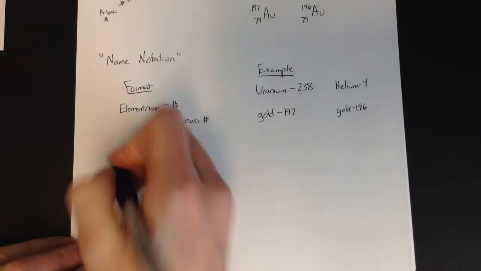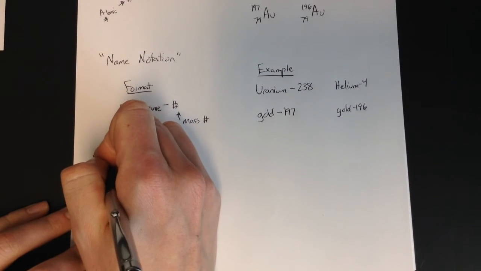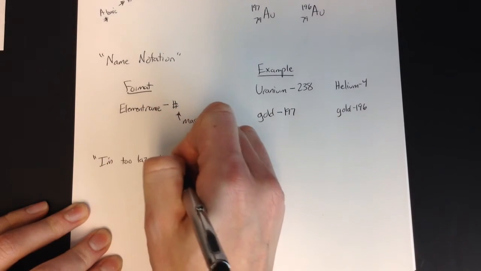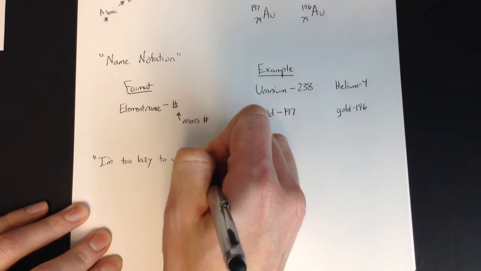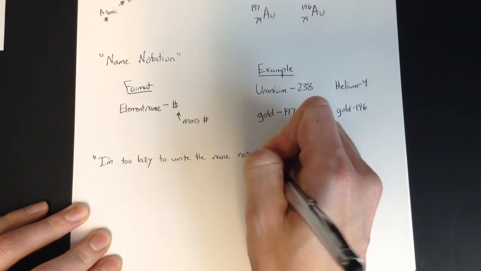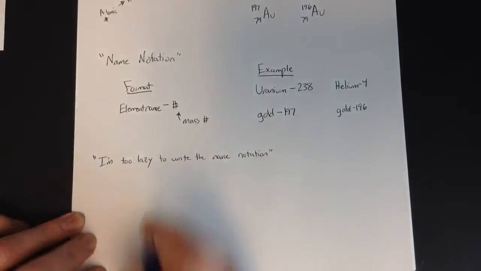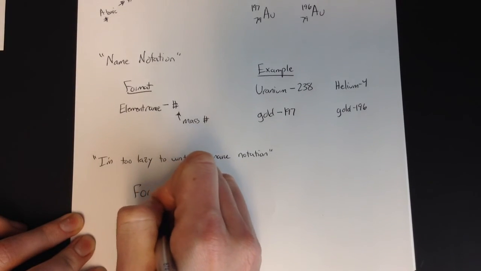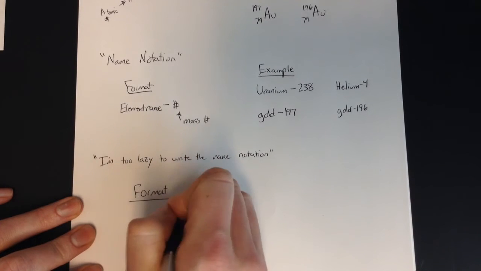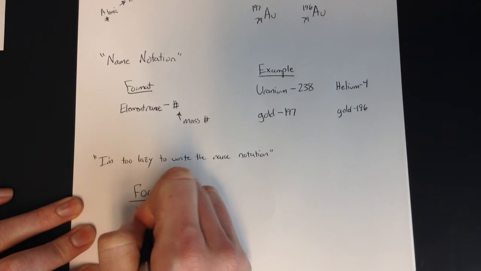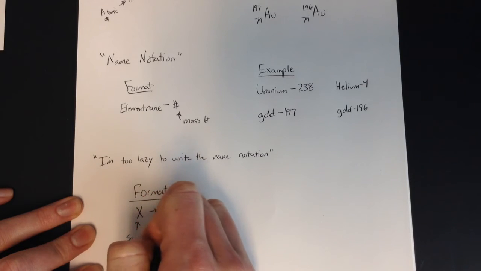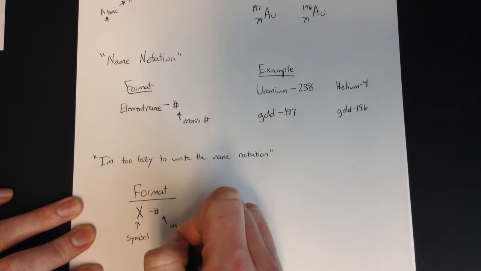Okay, so the last notation, which I'm going to call the I'm too lazy to write the name notation. And you'll see why here in a second. This is what this one looks like. This one is sort of a combination of these two. Instead of the element name, we write the symbol and the number. So this here is the symbol for the element, and that there is the mass number.